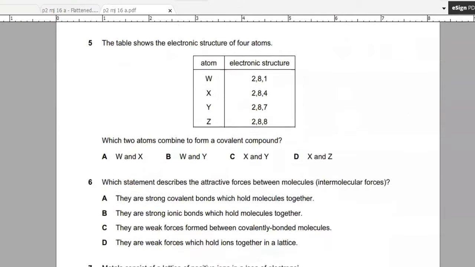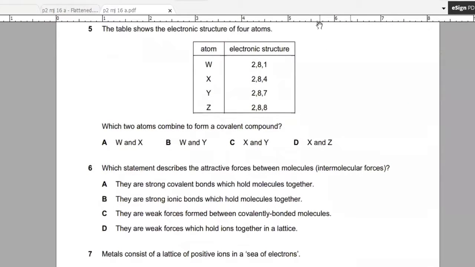Question number 5. So what is question number 5? The table shows the electronic structure of 4 atoms. So the atoms W, X, Y, Z are mentioned in the form of alphabets, and the electronic configuration is given. The electronic configuration of W is 2, 8, 1, and so on. Which 2 atoms combine to form a covalent bond? So here is the question.